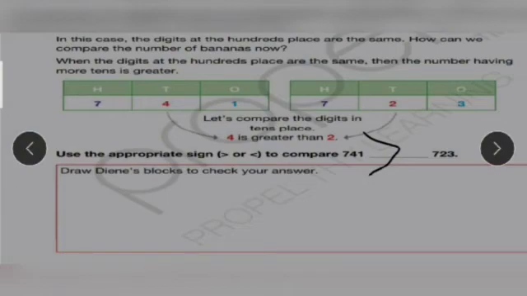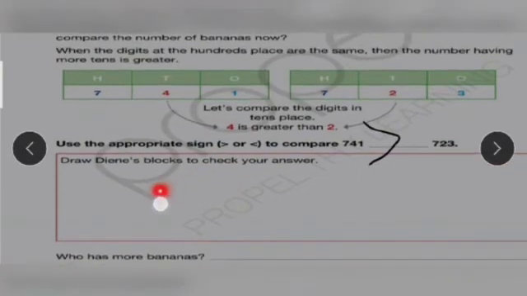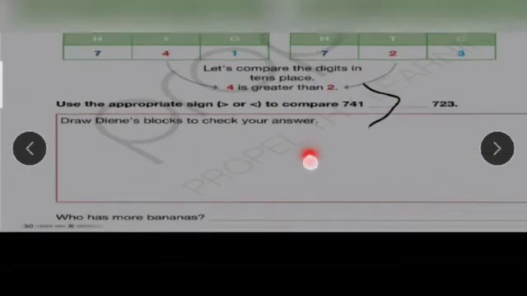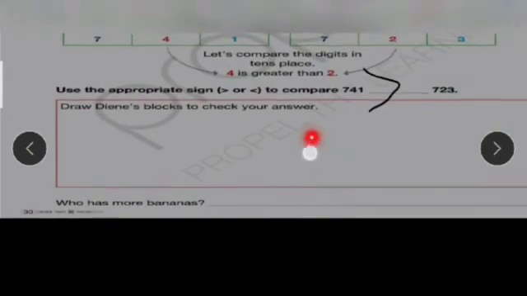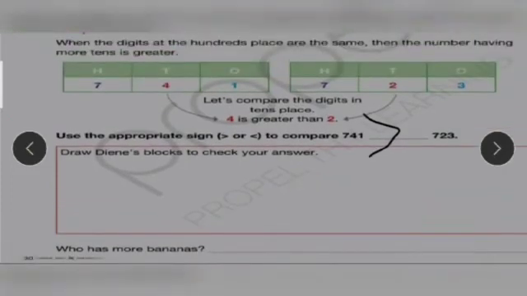Now for the same example you have to compare with the Dienes blocks or base 10 blocks. As in the previous sessions we have learned about the base 10 blocks like this. You have to draw here and compare your answer. Who has more bananas? Okay. Now the next example.